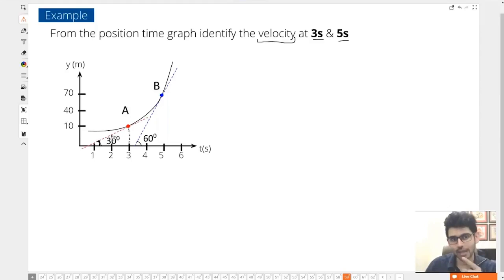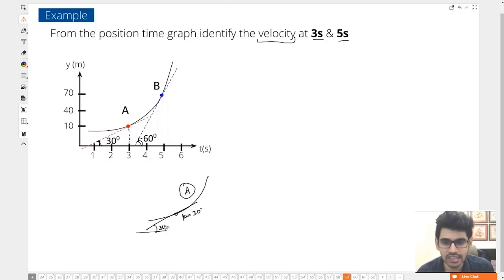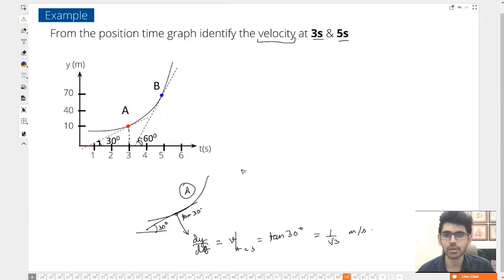The tangent is making an angle of 30 degrees with the positive x-axis. So this is theta, right? So at point A, if you analyze at point A, the slope is tan of 30 degrees, because this is making 30 with the positive x-axis. Okay, so what is tan 30? That will be dx by dt or dy by dt, or velocity at t is equal to 3 will be equal to tan of 30 degrees, which will be 1 by root 3 meters per second, because it's meters and seconds given, right?